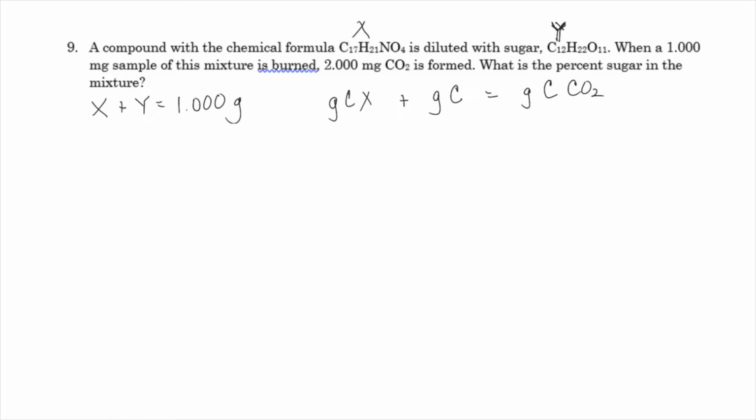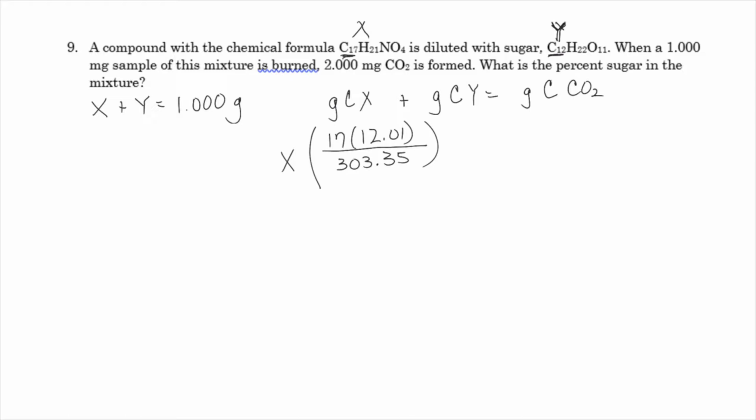And I need to figure out how much carbon is in the 2 grams of carbon dioxide. All of that carbon came from the C17 compound and the C12 sugar. Well, I can write a generic formula for grams of carbon in X, grams of carbon in Y, and I can figure out the grams of carbon in CO2. So the grams of carbon in X is going to be the following. The amount of X that I had, multiplied by the percent composition of carbon in this compound. So it's going to be 17 times 12.01 divided by the molar mass of the whole substance, which is 303.35.